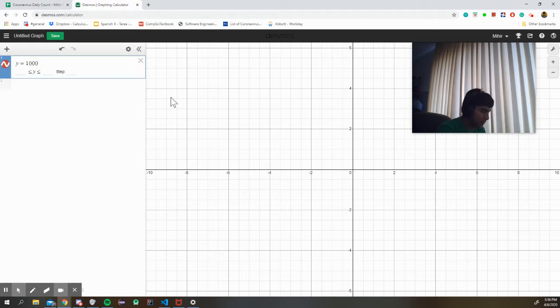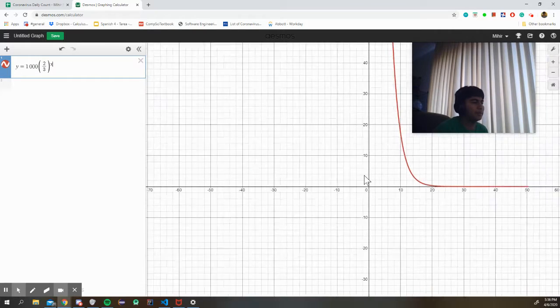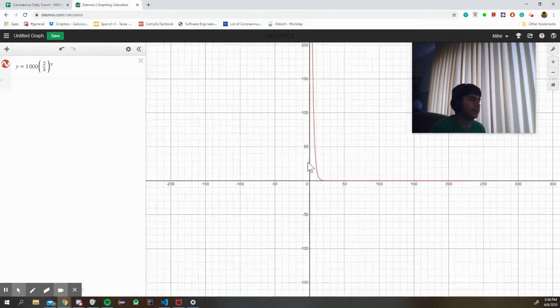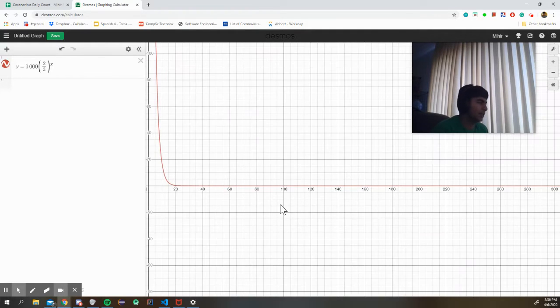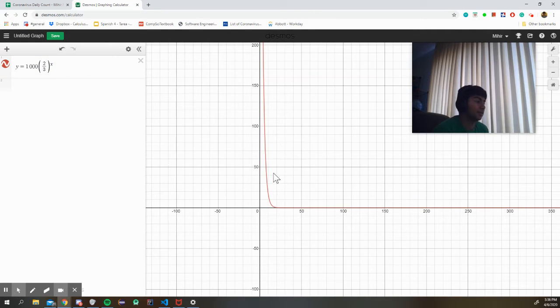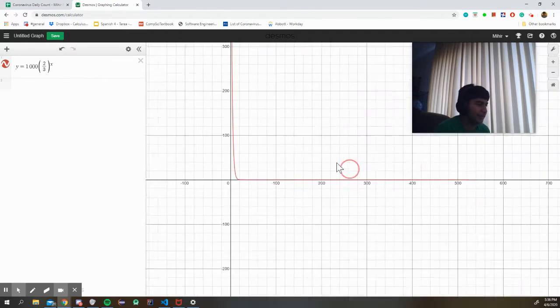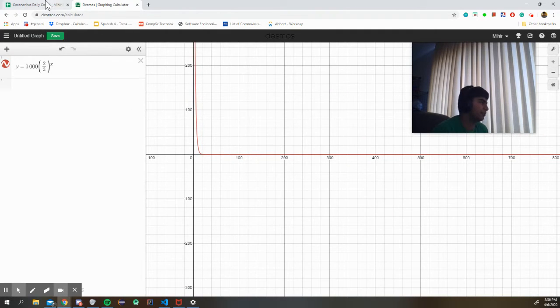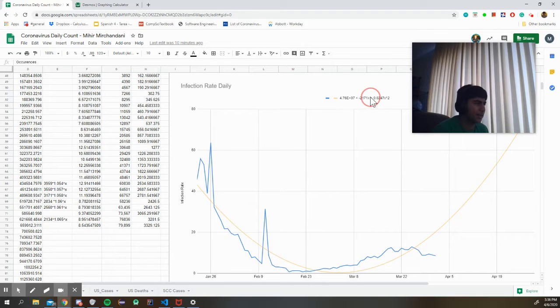Some initial value times some positive fraction less than 1, to the power of x. Can we do that? Yeah, there it is. This is what it should be looking like. This is our infection rate. You can see here I put a rate of 66%. That means 33% being dropped off for every x. But this is kind of what it should be looking like. So let's try to figure something out of that.